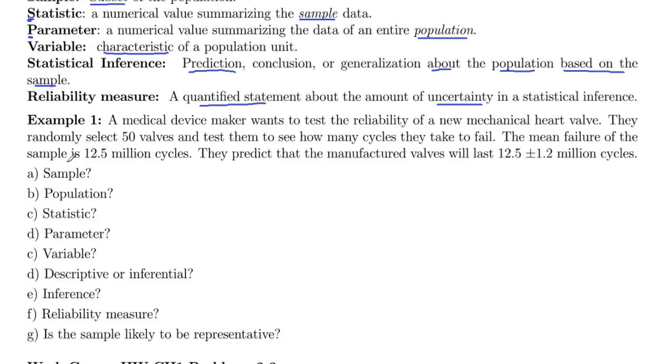So this sample is the group, the smaller group that you collect information on. That's going to be the 50 valves here. So the sample is the 50 valves, and you can't just tell me 50. 50 what? 50 people, 50 bicycles, 50 heart valves here. And then the population here is going to be all heart valves, but it's not all heart valves made anywhere. It's just going to be for that manufacturer for that location. So let's say all valves at that location.